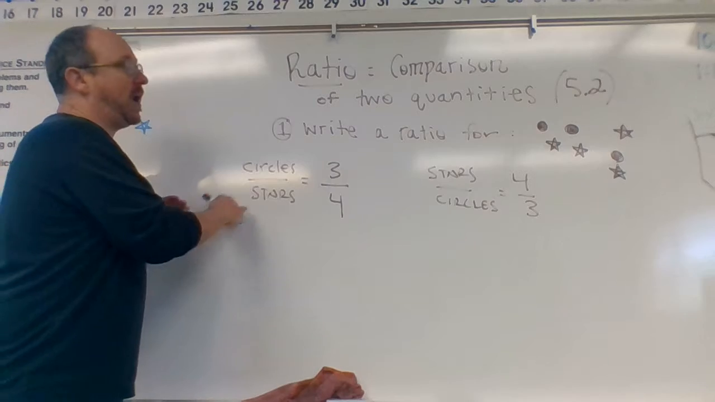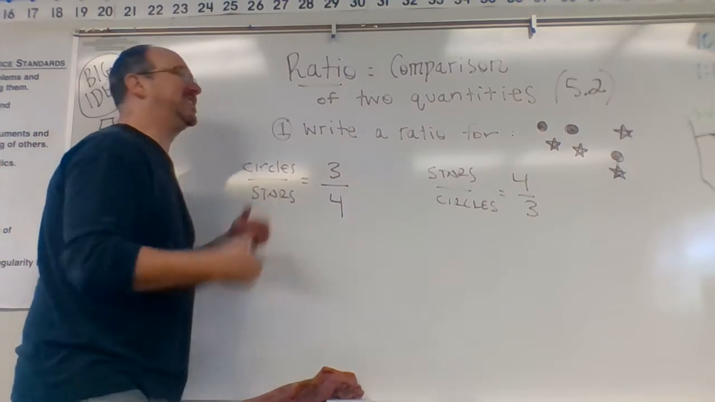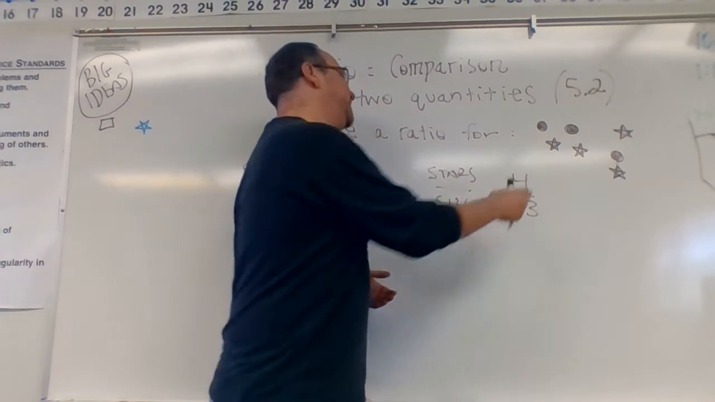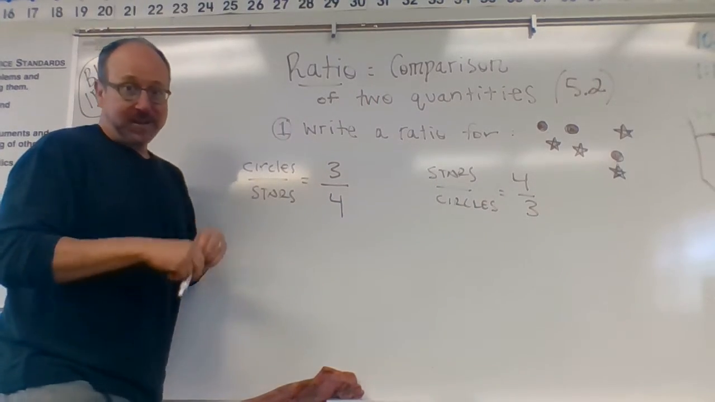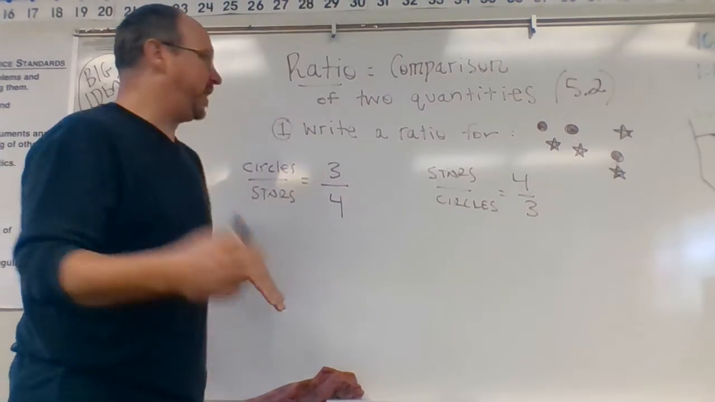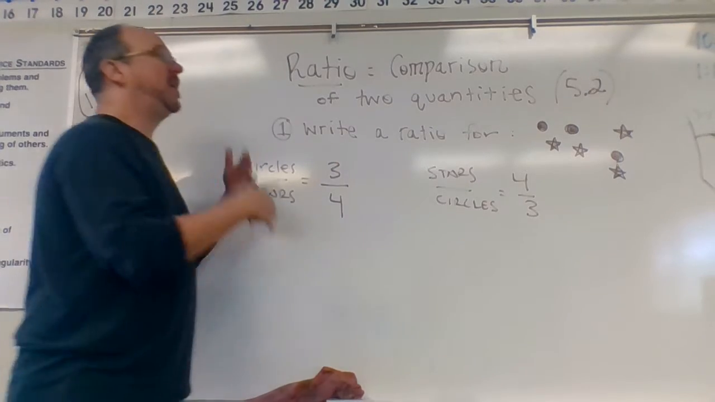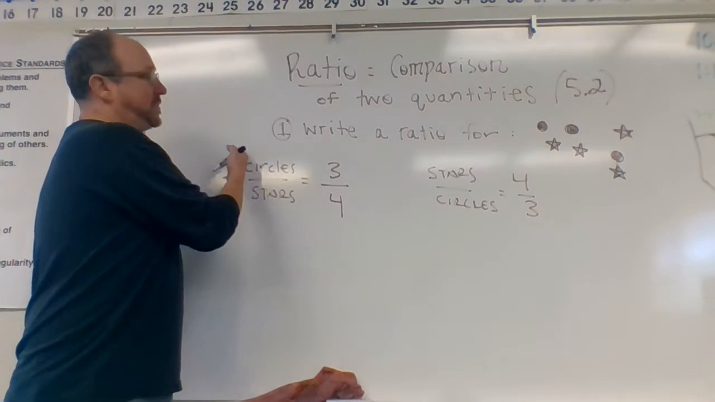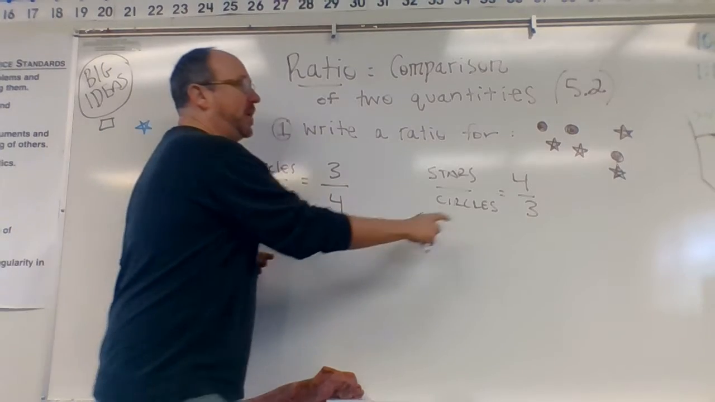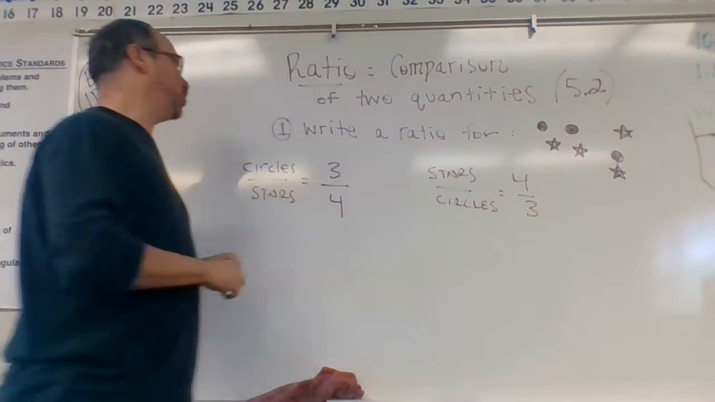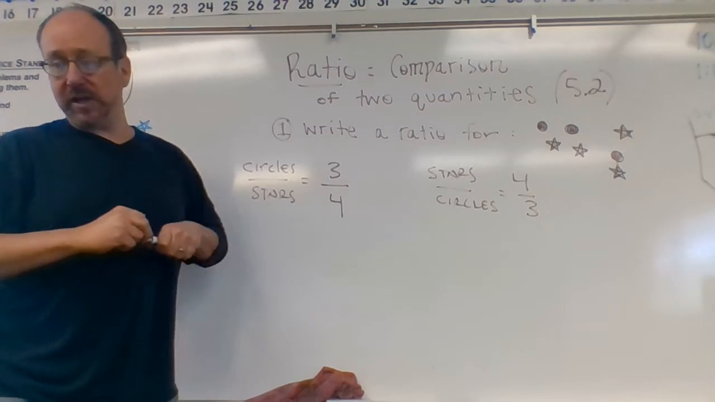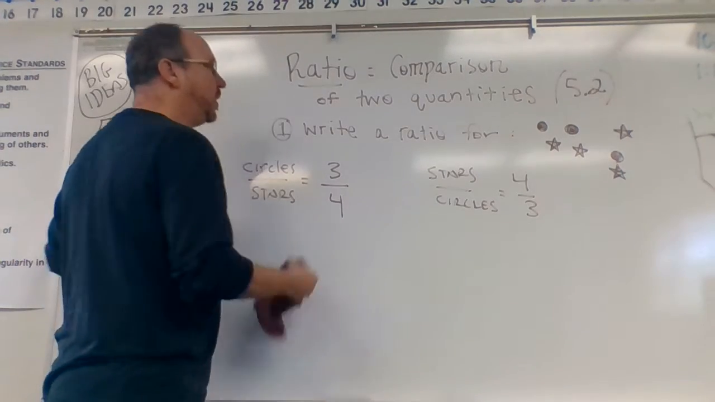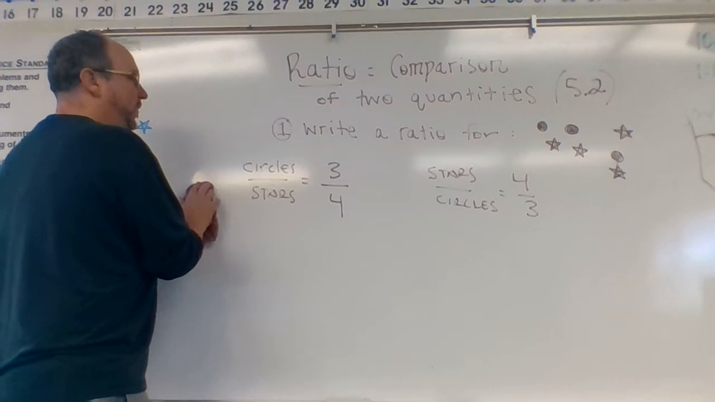So circles to stars, 3 circles for every 4 stars, is the same thing as saying 4 stars to every 3 circles, right? In just a quantitative, numeric sense, those look like they would be different. But while we are working with concepts of circles and stars, both of these things are very true. 3 circles to 4 stars, or 4 stars to 3 circles.